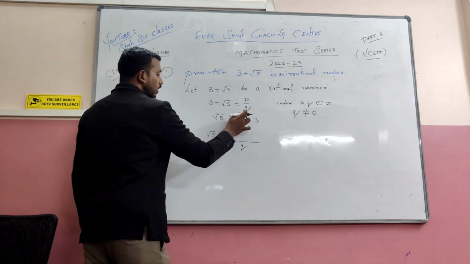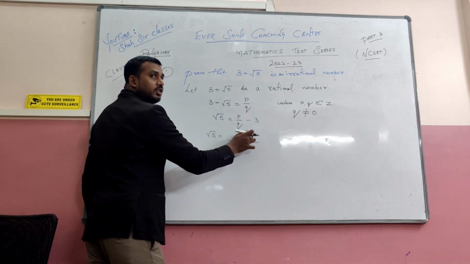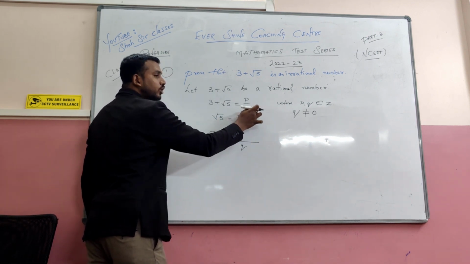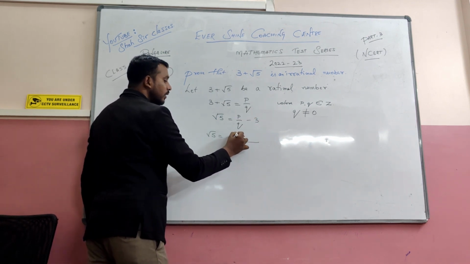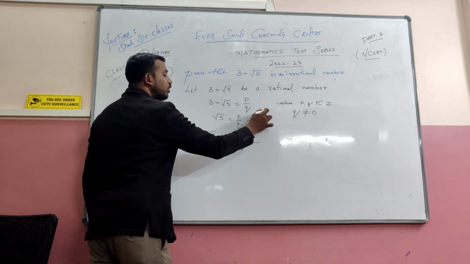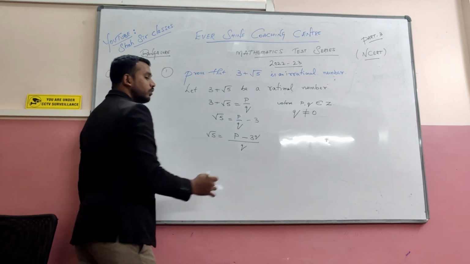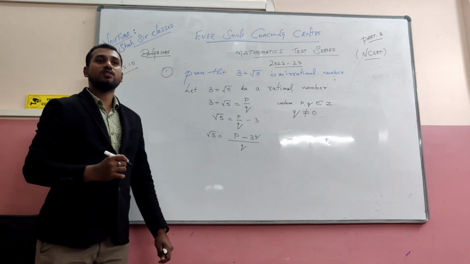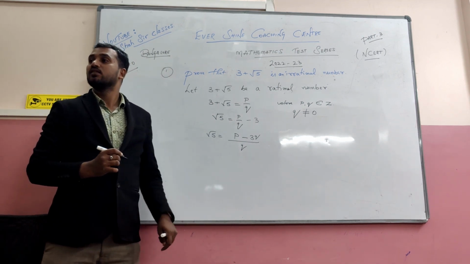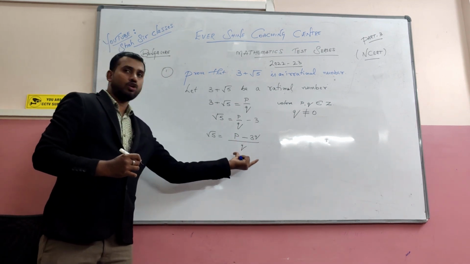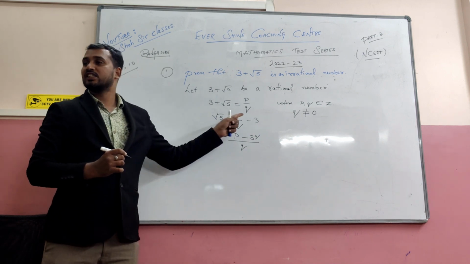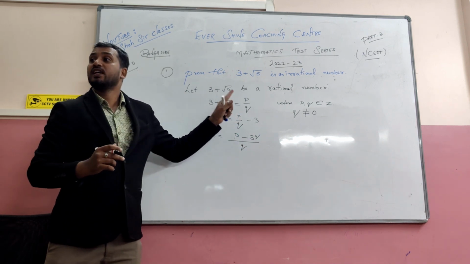Done? Good. Now this entire term, do you remember the steps, right? This entire term is multiplied by denominator Q. Q gets cancelled. P minus 3 into Q, 3Q. Any doubts? Now as we can see, the RHS is rational. How? Numerator by denominator form. RHS is in the form of numerator by denominator.